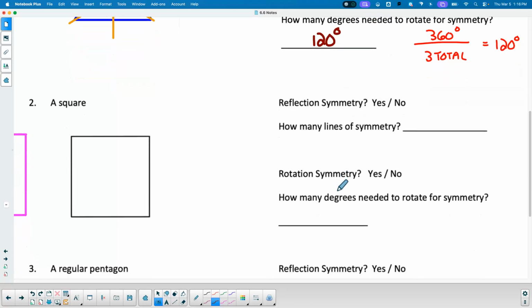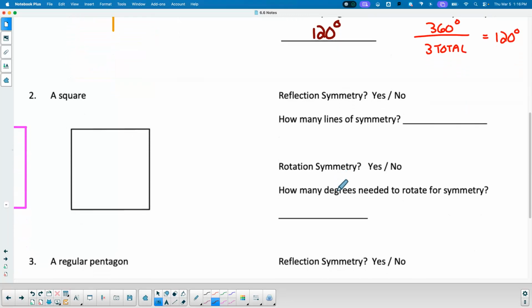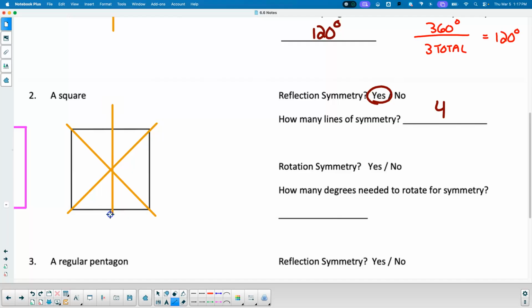Now we got a square. Does a square have reflectional symmetry? Yes. How many? 4. We did this one yesterday, right? Okay, what were they? The diagonals, and then horizontally and vertically.